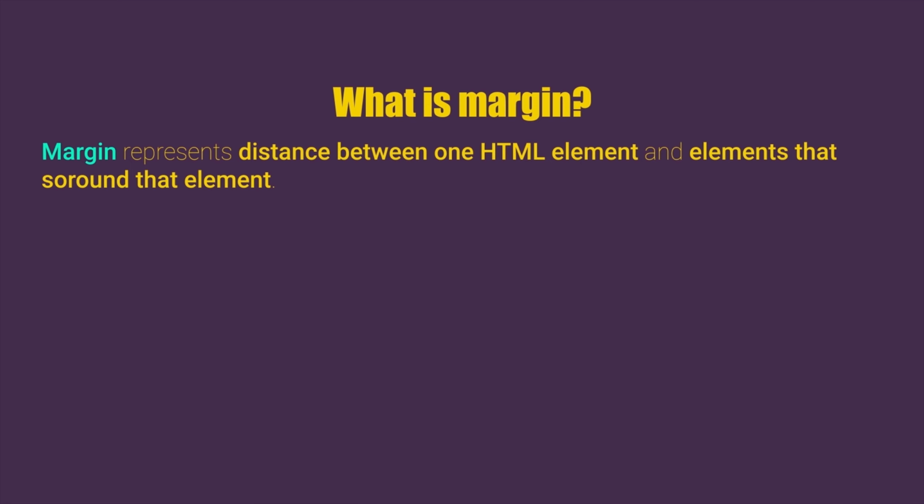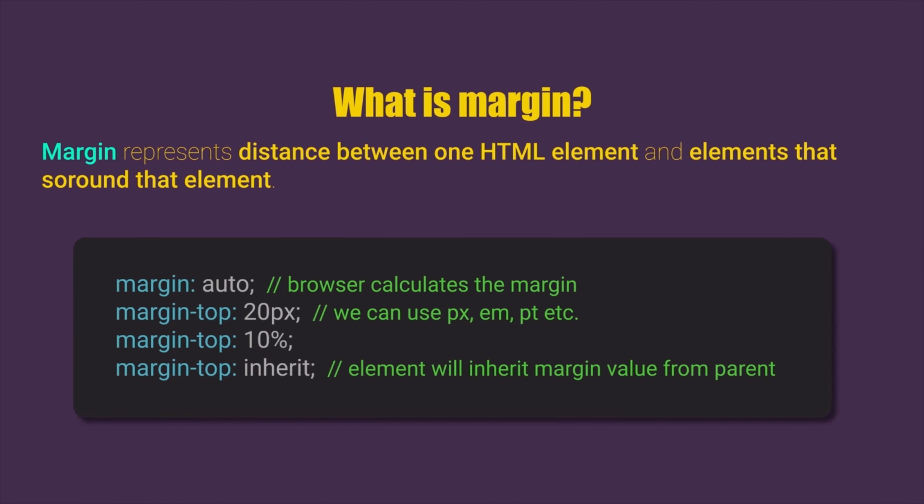Value for margin CSS property can be set like auto, which means that distance between HTML elements will be calculated from side of browser. Then we can set specific units, for example, pixels, M or EM values, points, etc.